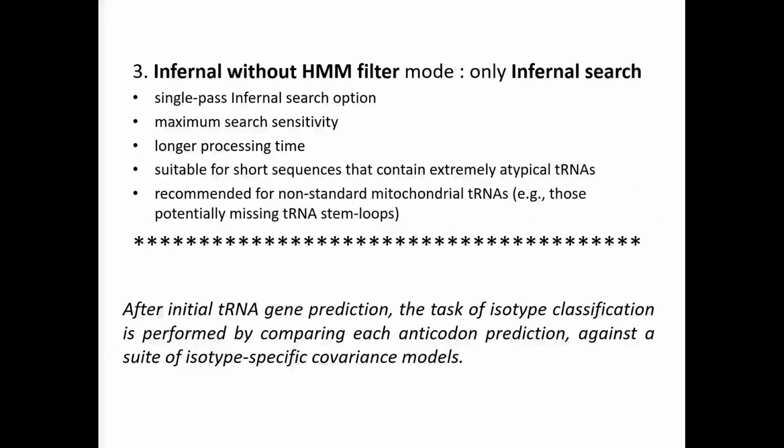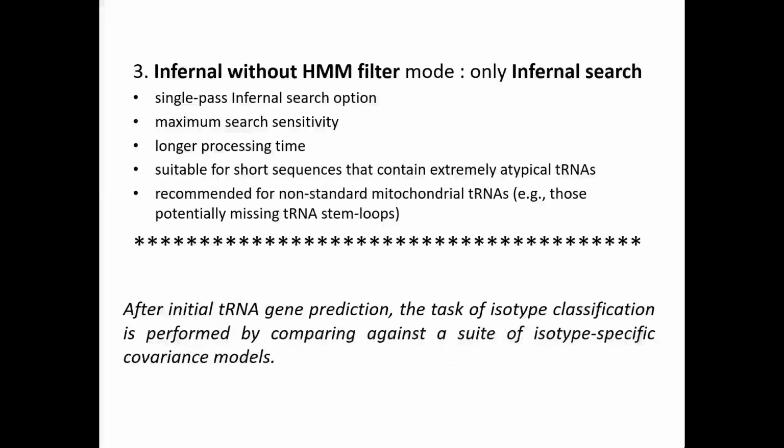The third search option is Infernal without HMM filter. This is a single pass Infernal search option. It has maximum search sensitivity and a longer processing time. It is suitable for short sequences that contain extremely atypical tRNA and hence highly recommended for non-standard mitochondrial tRNAs.